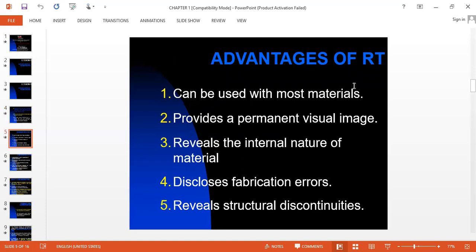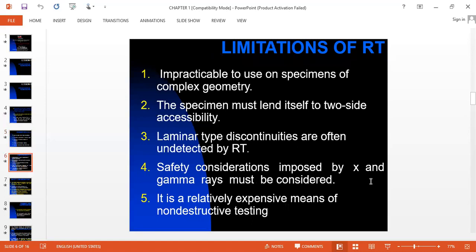So, advantages of radiography: it can be used with most materials. Means we can use it for carbon steel, stainless steel, whatever maximum grades we can cover with radiography. It provides a permanent visual image, that is one of the important ones. Then it reveals the internal nature of materials, discloses fabrication errors, reveals structural discontinuities, and also there are limitations of radiography.